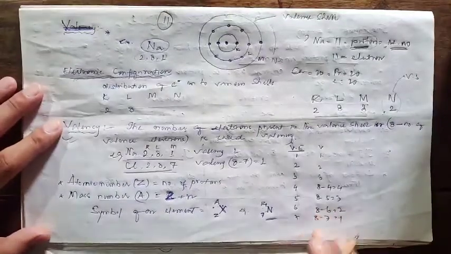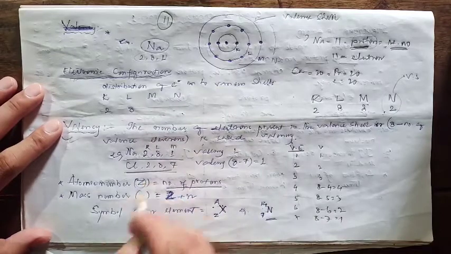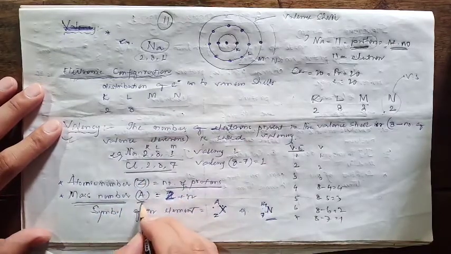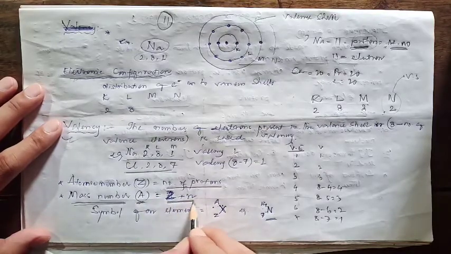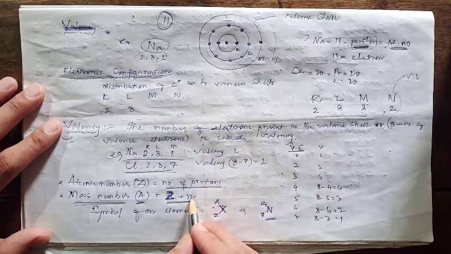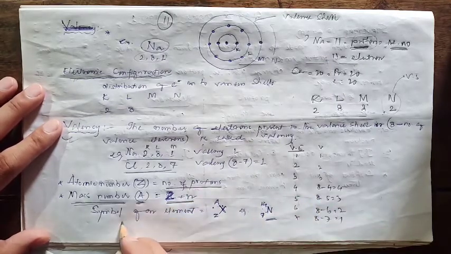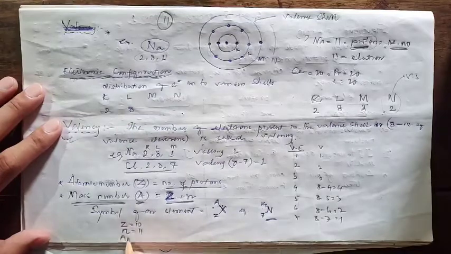Student, atomic number, as I mentioned, is the number of protons and is denoted by Z. And we have another number called the mass number. The mass number is denoted by A and is given by the sum of the number of protons present inside the nucleus and the number of neutrons present inside the nucleus. So suppose I have 10 protons and 11 neutrons. What will be the mass number? The mass number will be the sum of the number of protons and neutrons. So the mass number will be 21.